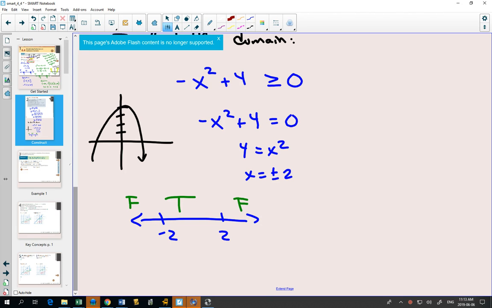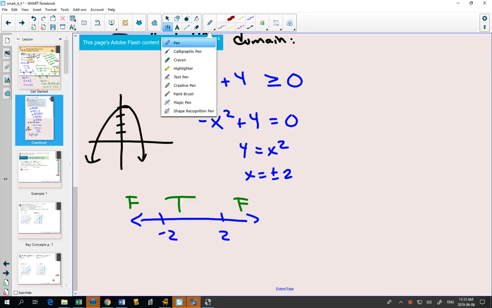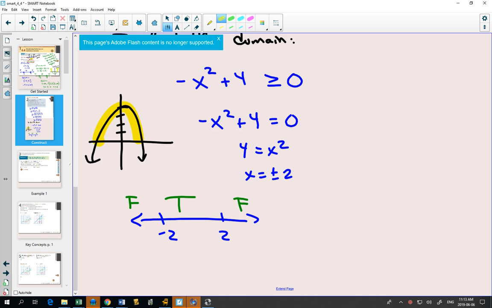Again, you could think of this graphically. Can you see this parabola that opens down? What are we looking for? We're looking for where the y values are bigger than 0. They occur between negative 2 and 2. So our domain is between negative 2 and 2.